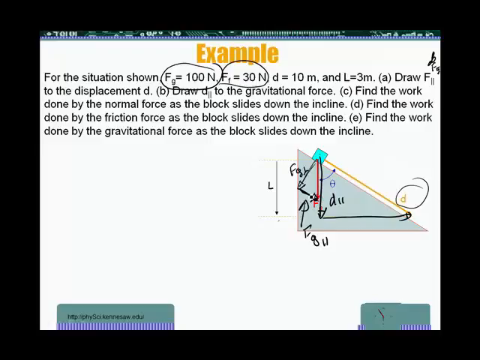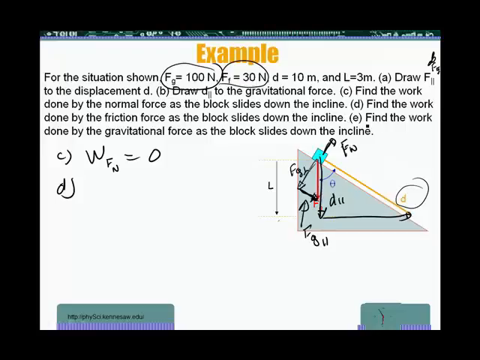What is the work done by the normal force as the block slides down the incline? Remember, what's the direction of the normal force? The direction of the normal force is perpendicular to the surface. Since it's perpendicular to the surface, it's perpendicular to d, so the work due to the normal force is going to be just 0. Now, okay, let's go to the next question.